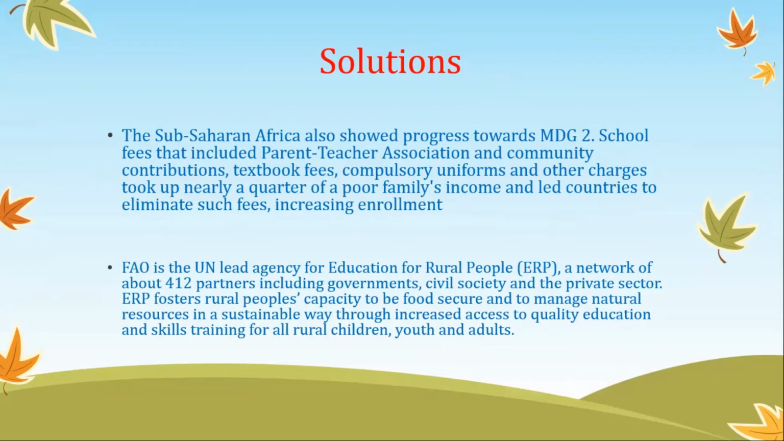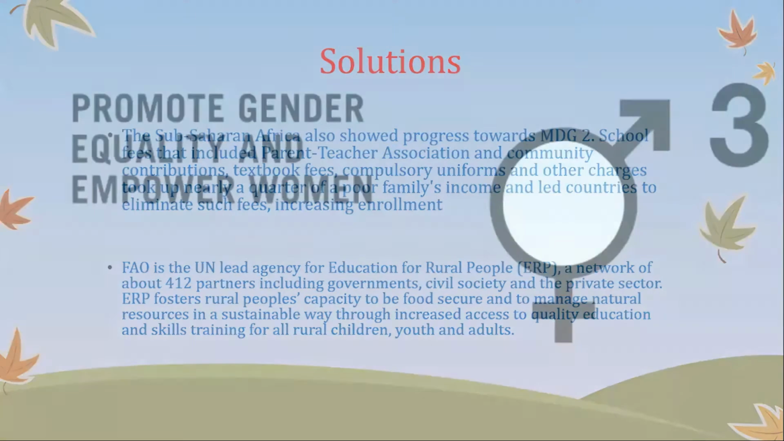Food and Agriculture Organization is the UN lead agency for education for rural people. A network of about 412 partners, including governments, civil society, and the private sector. ERP fosters rural people's capacity to be food secure and to manage natural resources in a sustainable way through increased access to quality education and skills training for all rural children, youth, and adults.